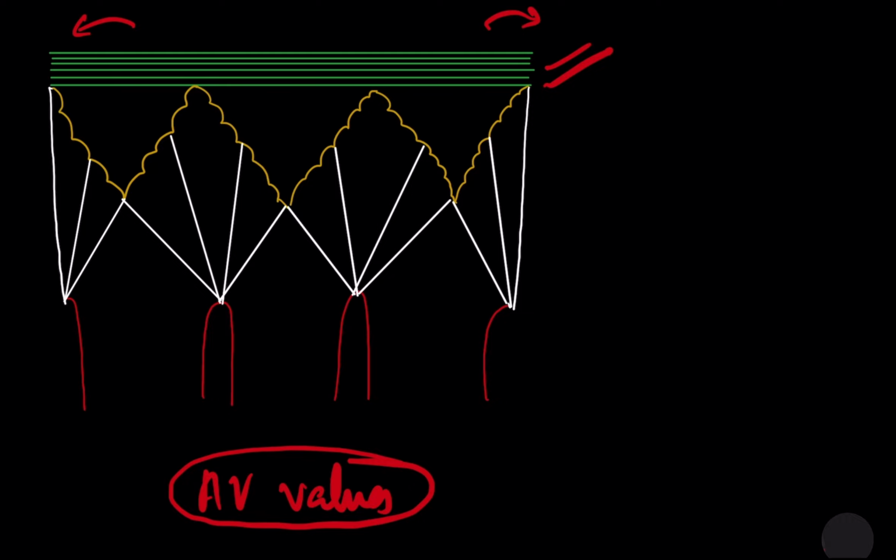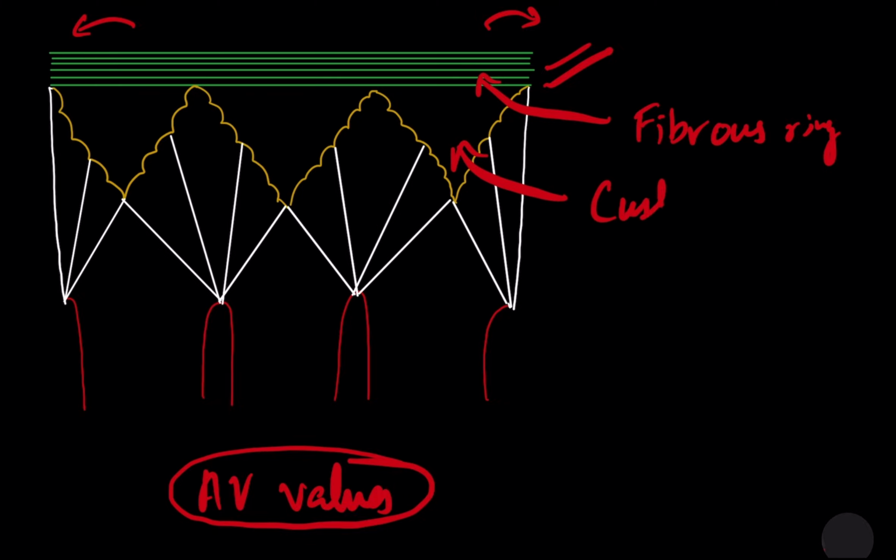So as you can see, there are a few components to this. First of all, you can see a fibrous ring. What this fibrous ring does is it anchors the valve and maintains the shape of the AV orifice. Then we have the cusps. The cusps are the most important part, and they are the actual flap-like structures that open and close in response to the pressure differences.